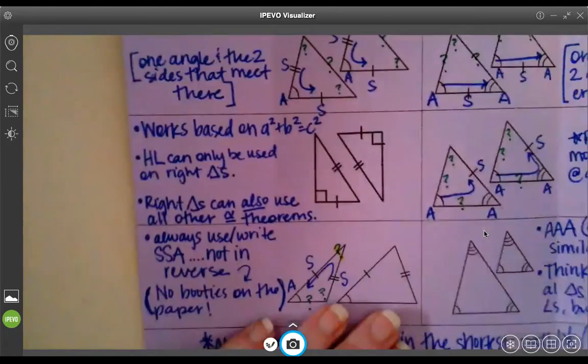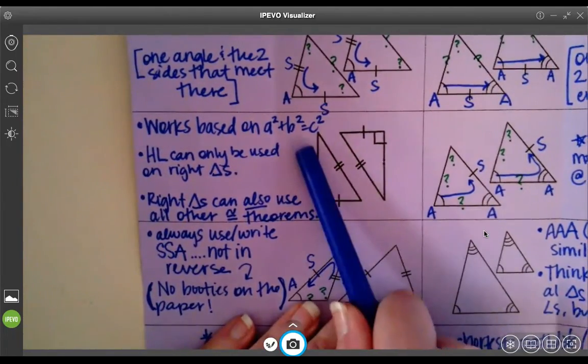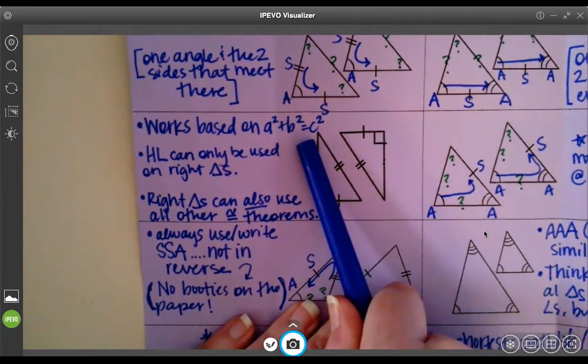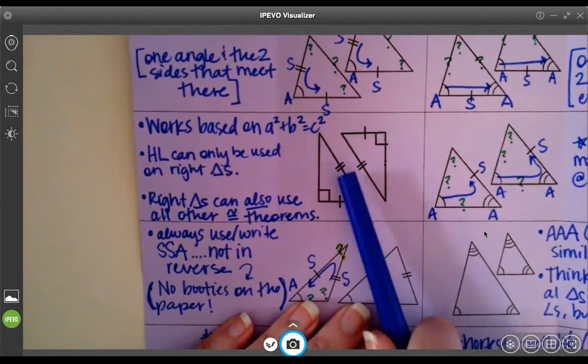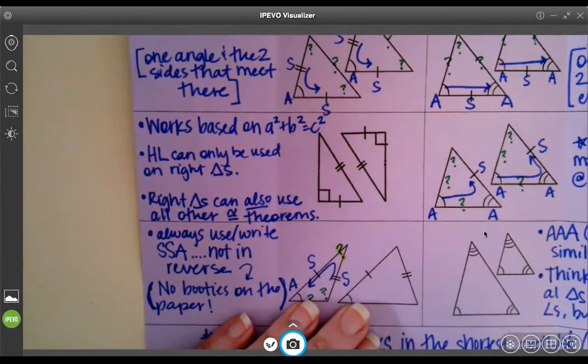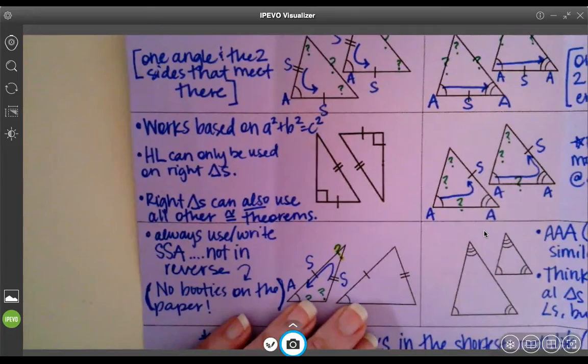Then down here on hypotenuse leg, basically, because you've got the Pythagorean theorem, you could find the third side, and then you would know that they're exactly the same. So instead of actually doing that, we're just going to go, oh, yep, if these two match, that other one's going to match too. And that's why some of those work and the others don't.